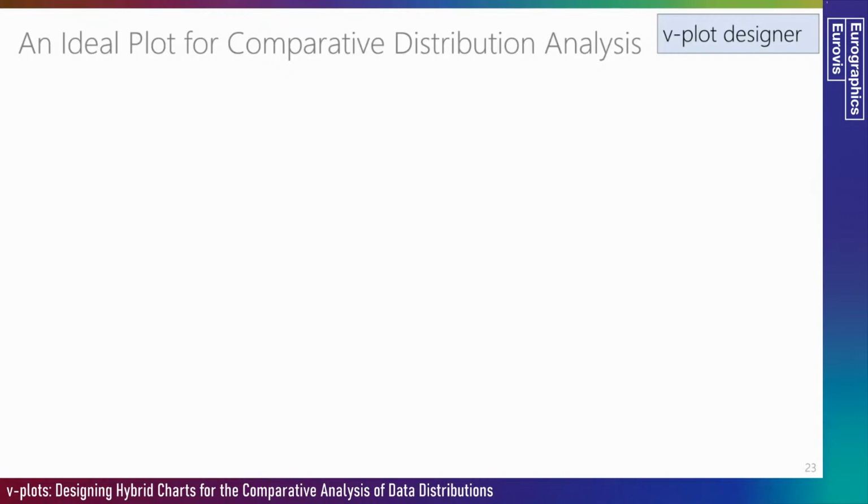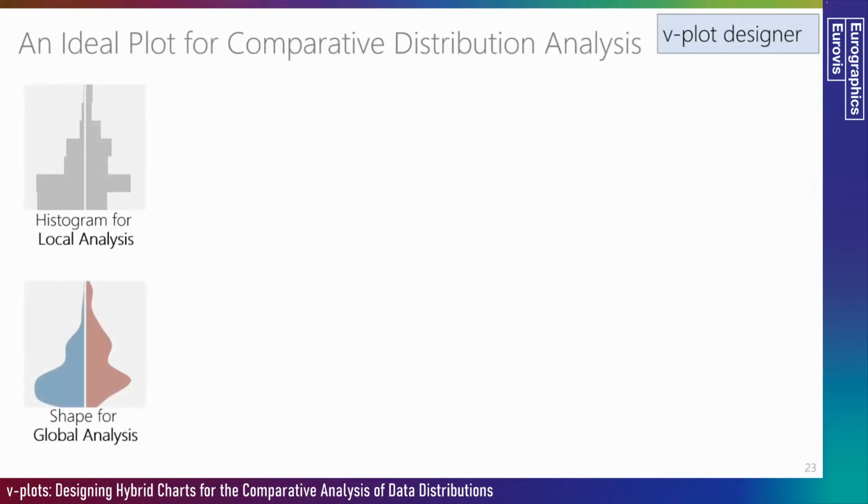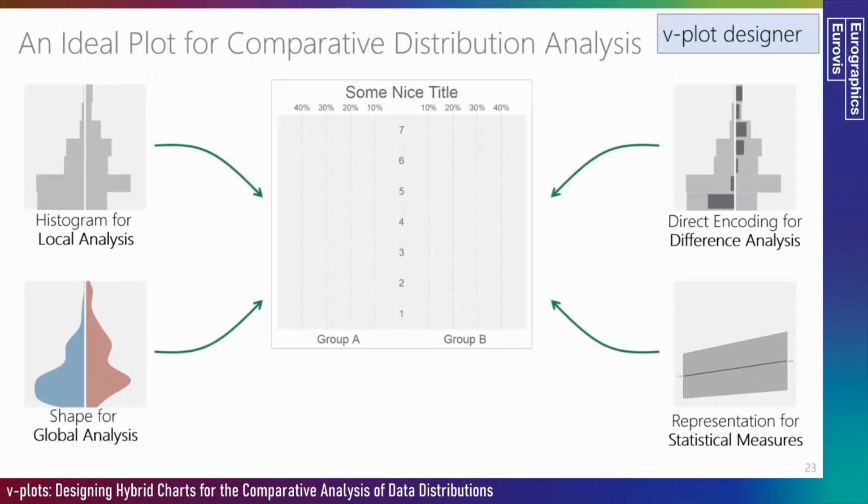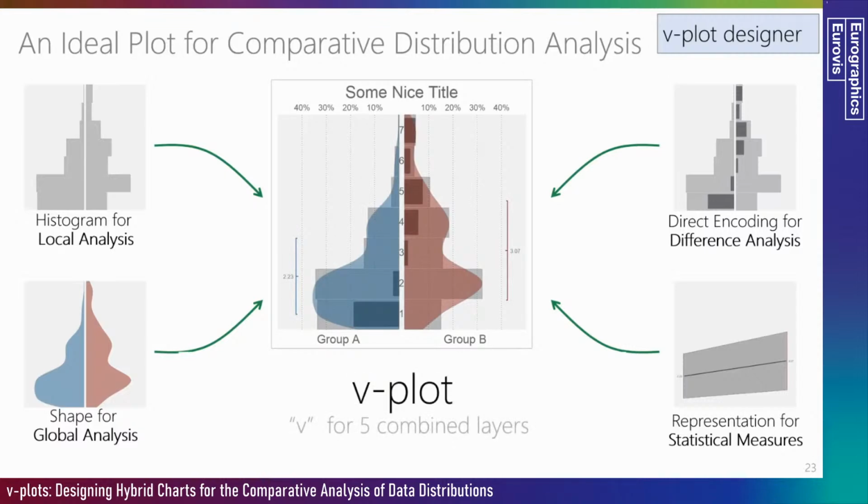By summarizing the findings in our survey, we therefore envision an ideal hybrid plot combining a histogram representation for local analysis tasks, a shape representation for the global tasks, a direct encoding of the differences, and a representation of statistical measures. Also labels for the title, axis, and so on. We contribute a chart combining all these layers into one visualization, which we call a V-plot.